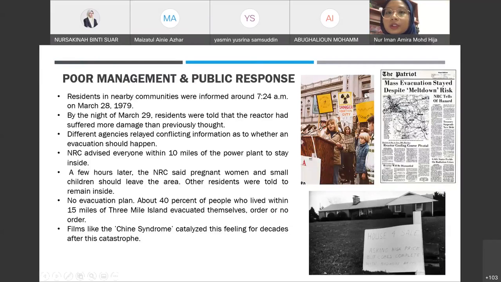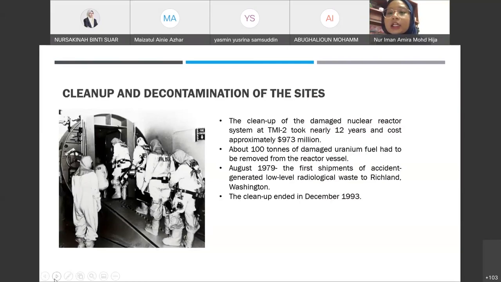Next is the cleanup and decontamination of the site. The cleanup process for TMI Unit 2 started in August of 1979. It was a 12-year project that employed over 1,000 people, and all radioactive fuel and water were shipped to existing nuclear waste storage facilities in the United States. The containment building for this reactor still remains and houses waste for TMI Unit 1. The approximate cleanup price for the accident was $973 million, and the cleanup ended in December 1993.